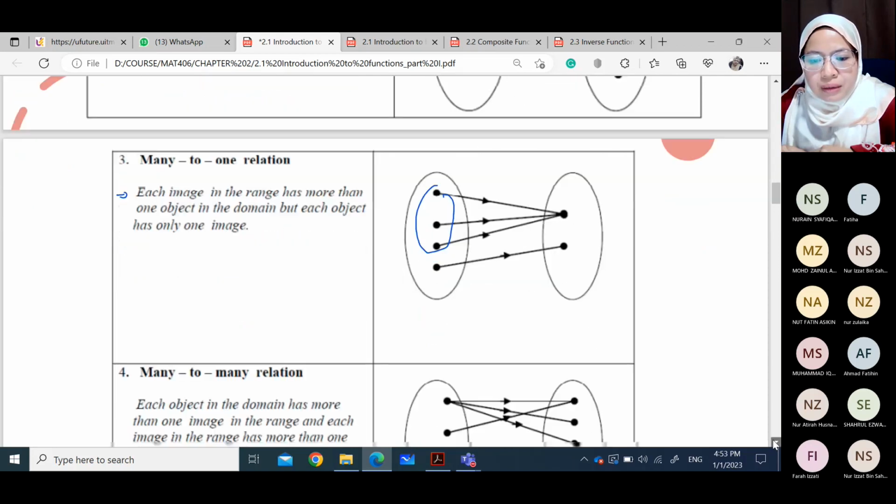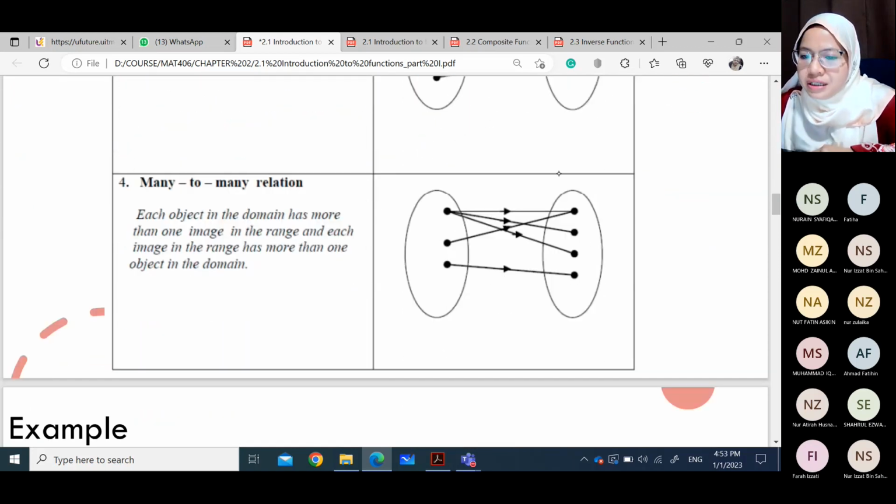So number 4, we have many-to-many relation. In many-to-many relation, each object in the domain has more than one image in the range and each image in the range has more than one object in the domain. So kalau kita tengok kat sini, for this object we have about 3 images. And then for this one, one-to-one lah yang number 2 ni. So ini kita panggil sebagai many-to-many relation.